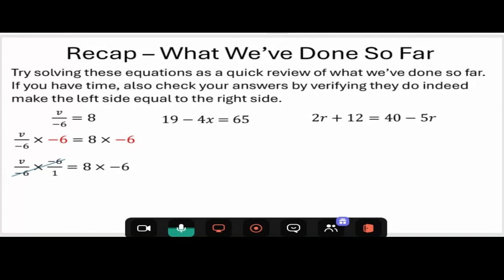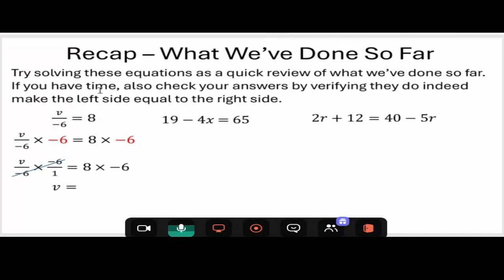You really don't need to show that if you just want to swipe those across right there. Or even once you really get good at it, you know that this divided by -6 becomes a multiplied by -6 on the other side. That's a little extension of the adding and subtracting idea we've already been doing a lot of.